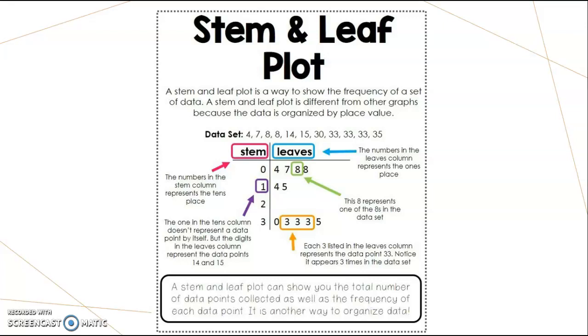We also know that the 1 in the 10s place doesn't represent a data point by itself, but the digits in the leaves column represent the data points 14 and 15. So here we aren't counting it as 1. No, we know that here there's a 1 and then we have to count what's in the leaves. So we put these two numbers together, so it is 14. We know that this would be considered 15. Here this is considered 30. This is considered 33, another 33, and another 33, and then 35.